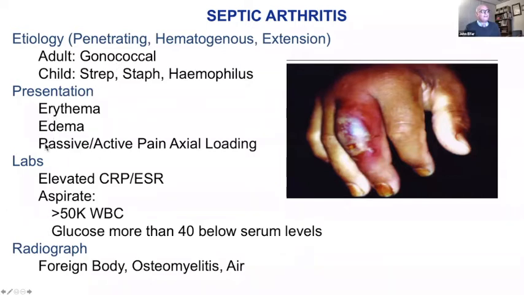Presentation is erythema, edema, and pain with axial loading. That's a classic example. You're looking for swelling confined to around a joint. You're looking for lab values like CRP and ESR. Aspirates of joints should have greater than 50,000 white cells and glucose more than 40 below serum levels. The theory here is that the bacteria use up the glucose in their surroundings. Radiographs show a foreign body often. Osteomyelitis, you can sometimes get the idea that there's air in the soft tissues.